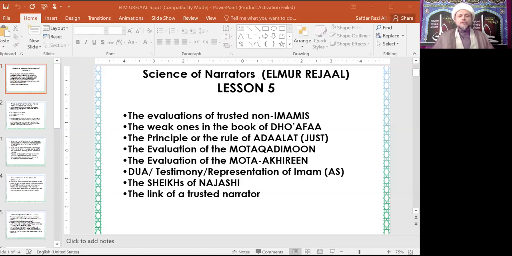The link of a trusted narrator, for example, Sheikh al-Mufid, or Ali ibn Ibrahim al-Qummi. So Sheikh al-Mufid has a hadith. He says that these are all trusted narrators. But we don't have any historical indication about some of them.